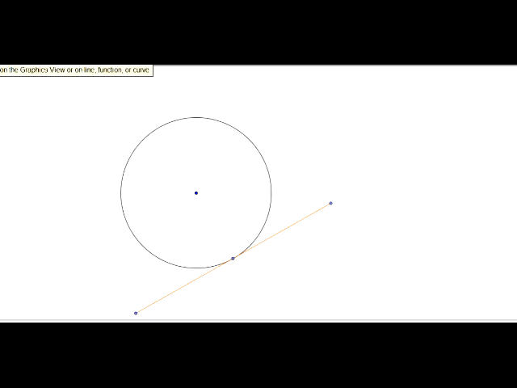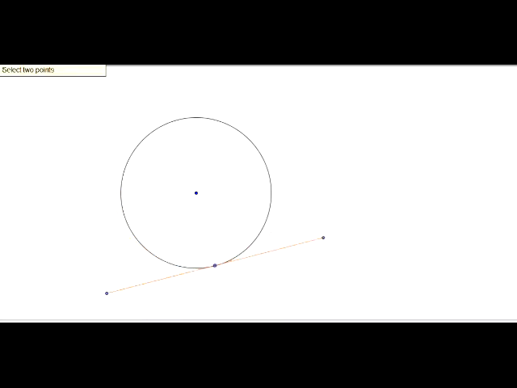Hi guys, now we're going to introduce a new type of line, and this is called a tangent. Basically a tangent is a line that just touches the edge of a circle, and you can see here if I get this point, I whiz it around, this line is just touching.